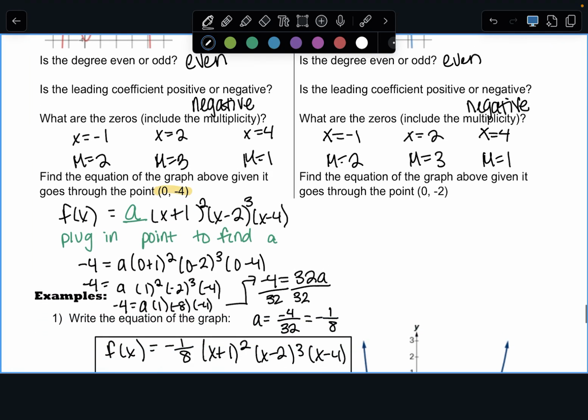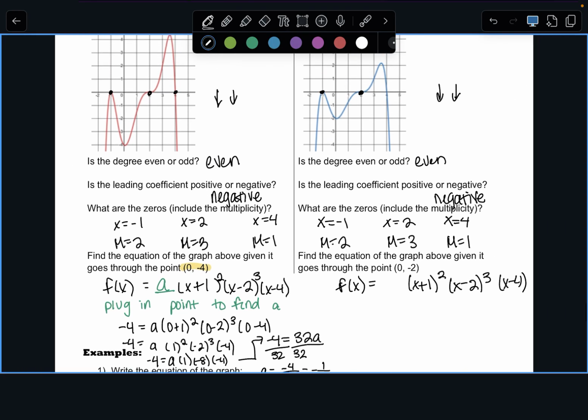Step 2, write those zeros as factors with the multiplicity in the exponent. So we have our function is equal to, if we change all the signs, (x plus 1) squared from this first piece, (x minus 2) cubed, and then (x minus 4) to the first.